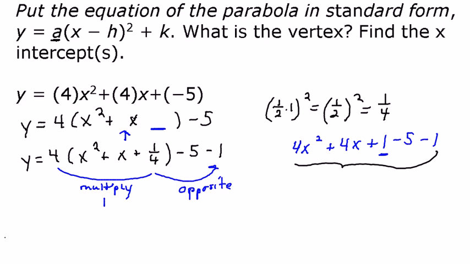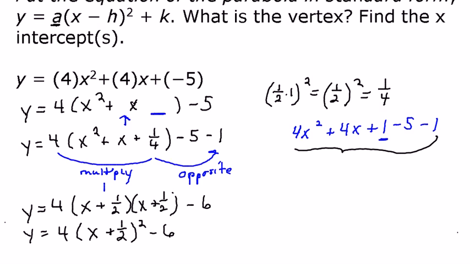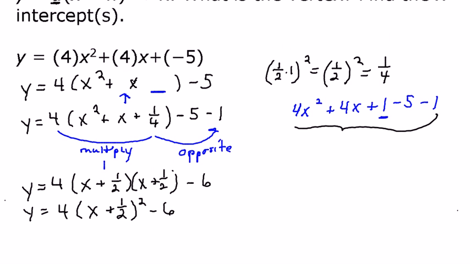So we can now write this right side as y equals 4 times (x plus 1/2 times x plus 1/2). That trinomial factors. So we get x plus 1/2 times x plus 1/2, and then a minus 6. So we have y equals 4 times (x plus 1/2) squared minus 6. So this is standard form. The a is a 4, the h is a negative 1/2, and the k is a negative 6.